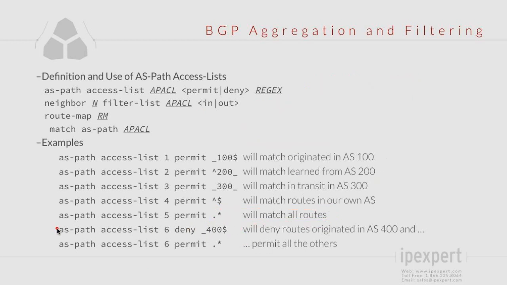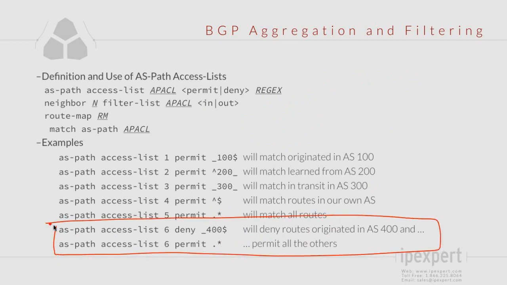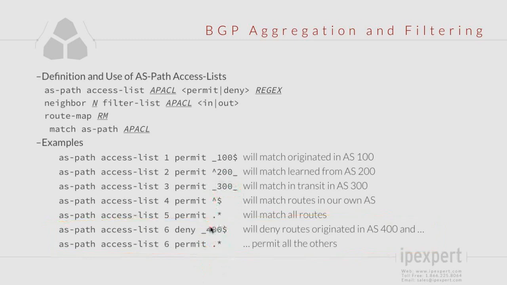So in regular expressions, this means everything. The next one, for example, is this two-line entry. Here we want to deny routes that were originated in AS 400. This is what we do, and permit everything else. Now, if we take a look at the example of 300, if we wanted to match the routes that were in transit in 300 but did not originate in AS 300, we could write a deny for 300 dollar here, and here we could say underscore 300 underscore. So we would deny those that actually originated in 300, but all the others that were not originated in 300 but were in 300 in transit would be permitted.